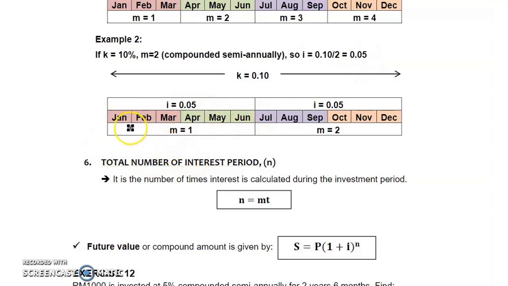So the first 6 months, January until June here, the rate will be 5%. Another 6 months, July until December, another 5%. So within 1 year, the rate will be equivalent to 10%. 5% plus 5% is equivalent to 10%. So again, K is the rate for 1 year, I is the rate for each interest period.